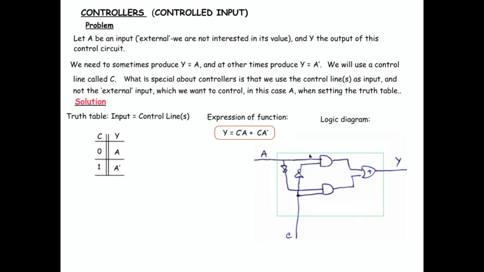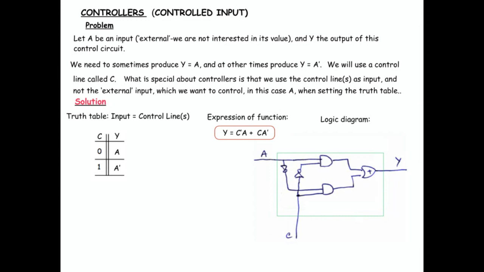And here we have C and not A. So here the C splits, and it goes straight into the AND. And the A splits there and goes also into this AND, but through an inverter. So we got not A. So this circuit makes sense. So everybody, if not, quickly ask me.